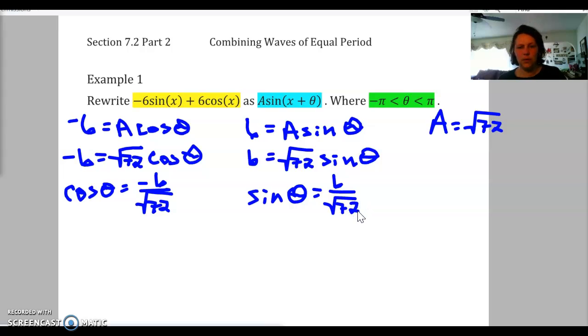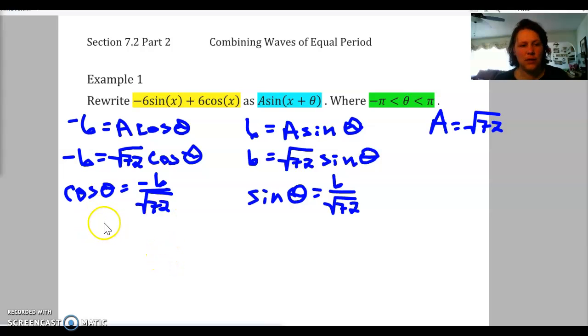Okay, so notice that theta is the same angle, right? It's the same variable for both cosine and sine. I need that theta to be the same for both of my functions. So we know we have two options for cosine. We also have two options for sine. So let's look at this and figure out which quadrant we're going to be in.